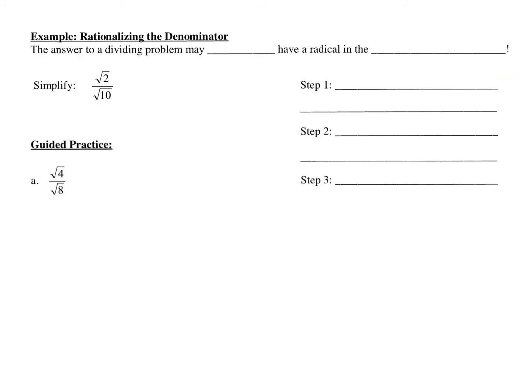So when we are rationalizing the denominator, that means that we're simplifying because we cannot have a radical in the denominator ever. If there's a radical or a root symbol in the denominator, it's not simplified. So the answer to a dividing problem may never have a radical in the denominator. So let's look at this first example.